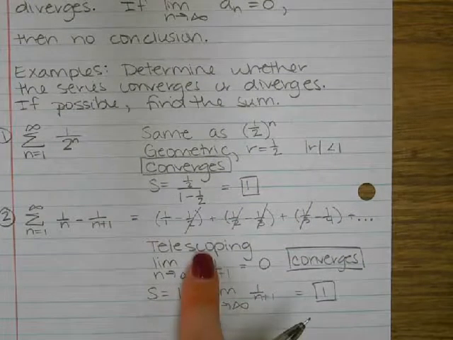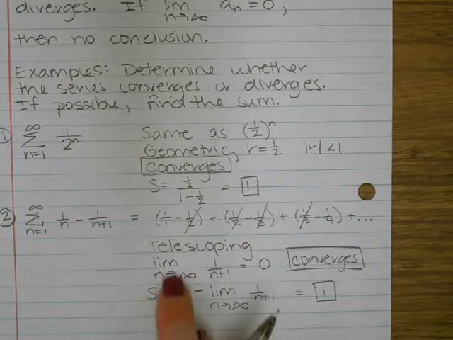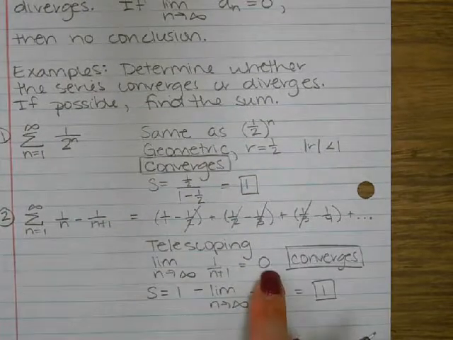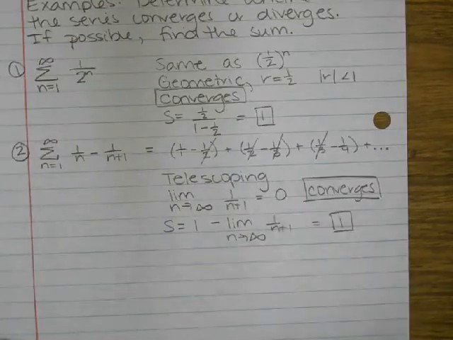So again, the reason that I know that this telescoping series had to converge is because the limit of the second part was an actual finite number. It doesn't have to be 0. It just happens to be 0 in this case, but it does have to be a specific value.